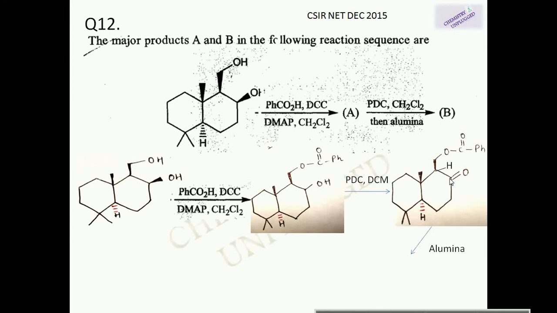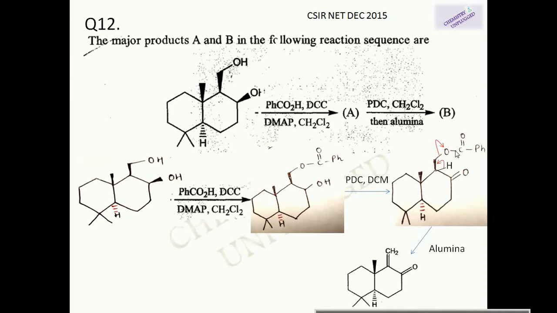In the next step, we are using alumina. Alumina causes beta elimination. This is the alpha carbon atom and this is beta. So the hydrogen attached to this carbon is removed and this bond will shift here, and this bond will shift here, and the PhCOO group is removed.